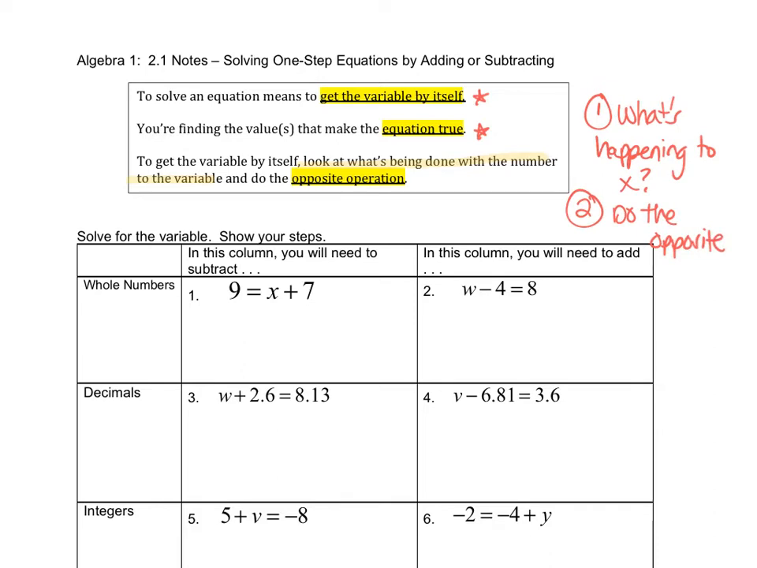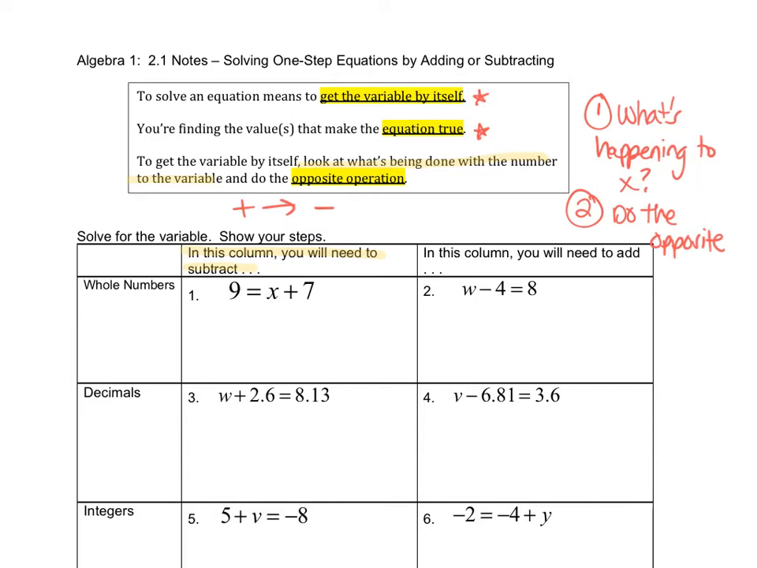So the opposite of adding is subtracting, okay? And the same thing, the opposite of subtracting is adding. So let's look at the examples. Notice that in these notes it says in this column you're going to need to subtract. So in that yellow column we're going to be subtracting. So let's do that with the column.